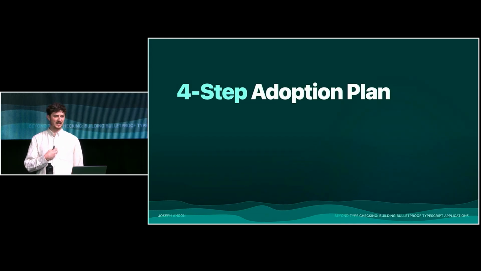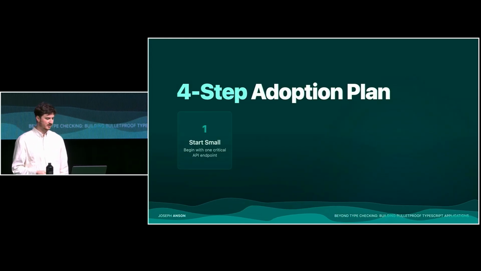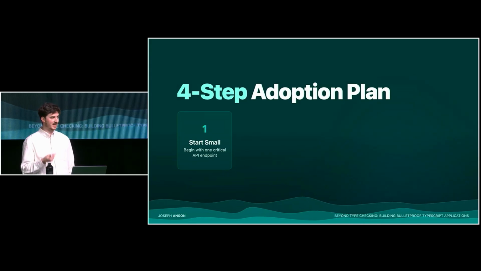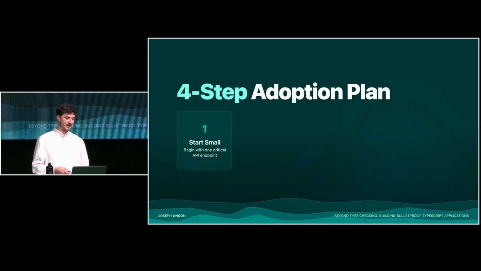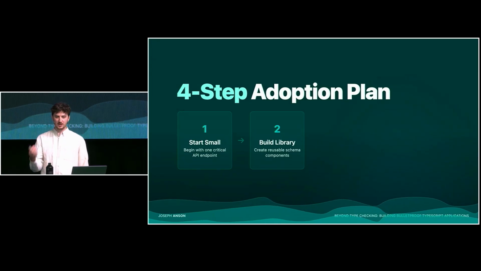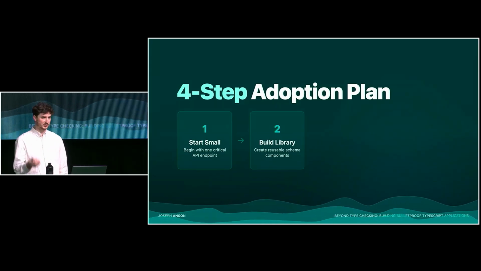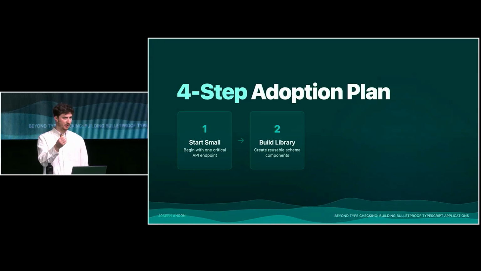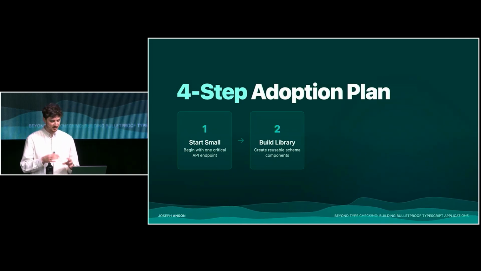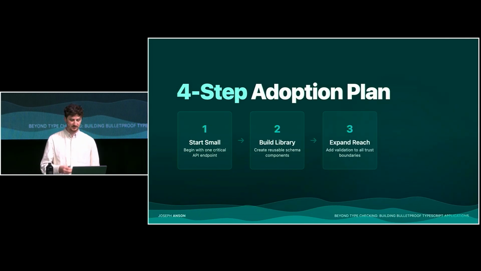So what's my recommendation for an adoption plan? First, I'd just start small. You can introduce one schema to handle one very sensitive API in your application. Then you can look to replace all your types within your application with reusable schemas. These schemas can be broken apart and merged together. I didn't cover all that in the presentation, but it does have the ability to do that.